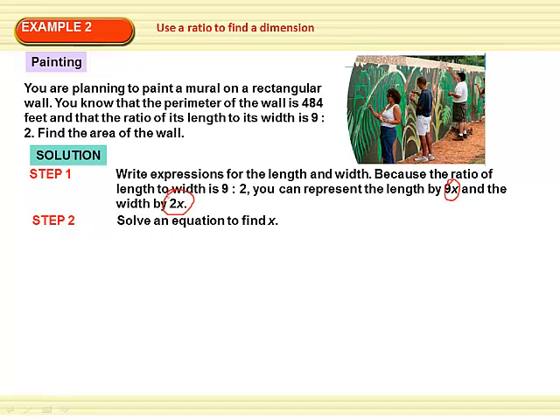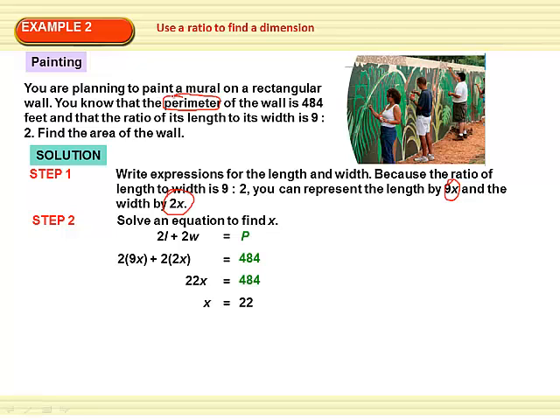So, once you do this, solve an equation to find x. We know that it's perimeter that's being asked, so you need to know what perimeter is, the distance around. The perimeter of a rectangle is 2 times the length plus 2 times the width. Once we have the actual formula, you can plug in what you know, use substitution, and solve for x. When you solve for x, you get x equals 22.